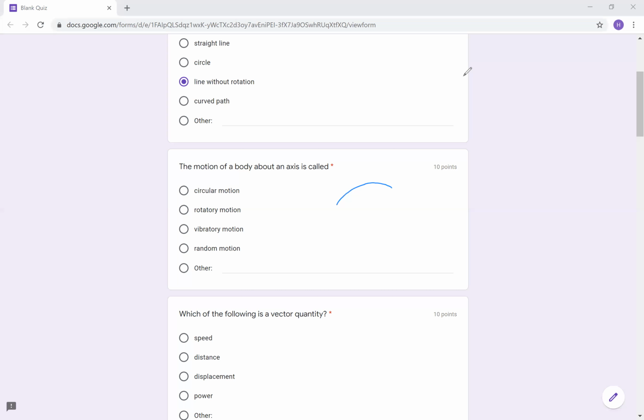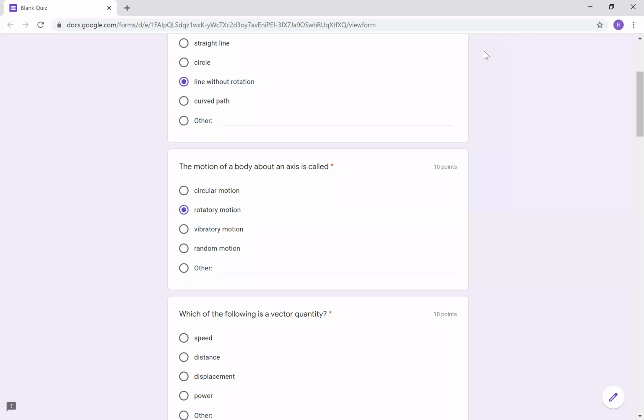Now in this case we have to assume that this is the body and it is basically spinning or rotating about an axis, and that is why we are going to choose option B in this case, that it is a rotatory motion rather than a circular motion. So option B is the right answer.